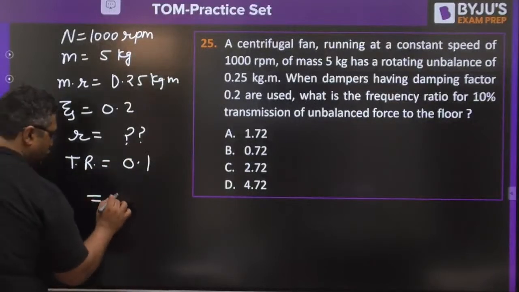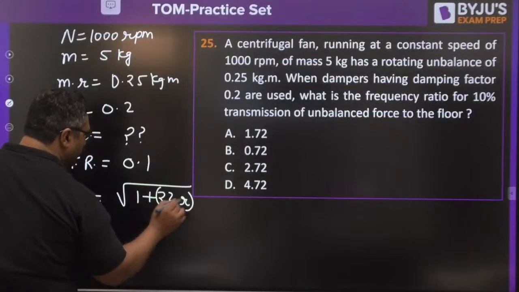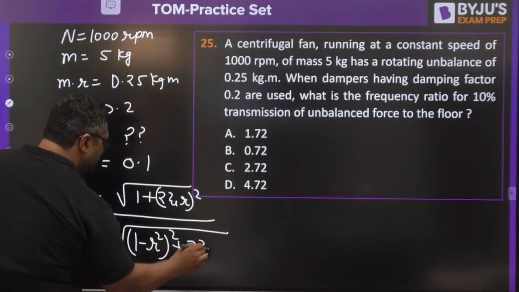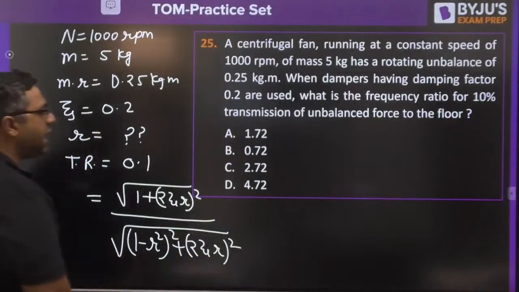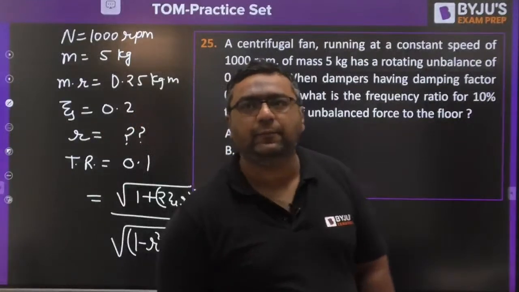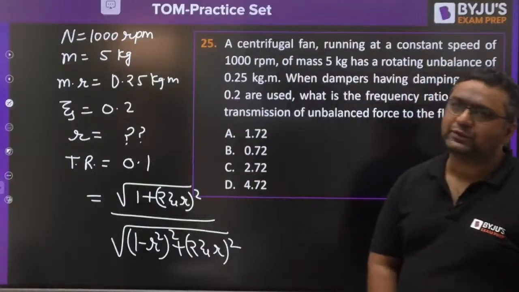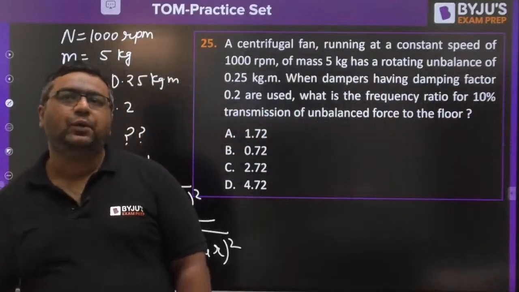So you know it is square root of (1 plus (2 zeta r) whole square) upon ((1 minus r square) whole square plus (2 zeta r) whole square). Frequency ratio is r only, omega by omega n. It can also be done by the torque method. You can go with the torque method also. There is no problem.